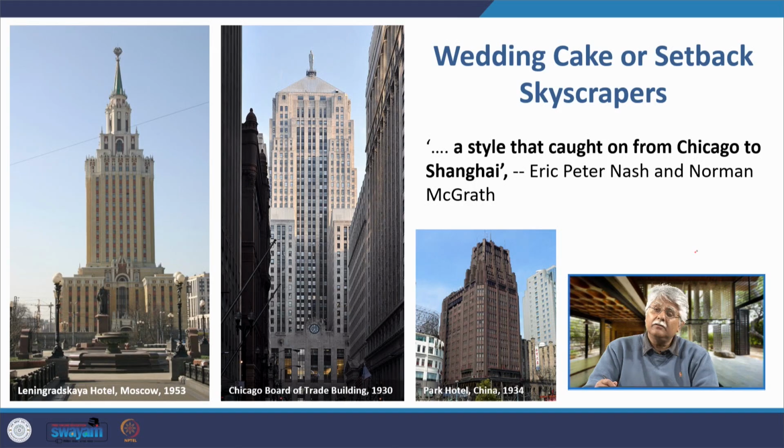This style caught on from Chicago to Shanghai, say Eric Peter Nash and Norman McGrath, and we find that, for example, in the Leningradskaya Hotel in Moscow in 1953, in the Chicago Board of Trade building in 1930, and in the Park Hotel in China in 1934. So wherever skyscrapers came up across the globe, they followed the principle of the setback skyscraper.